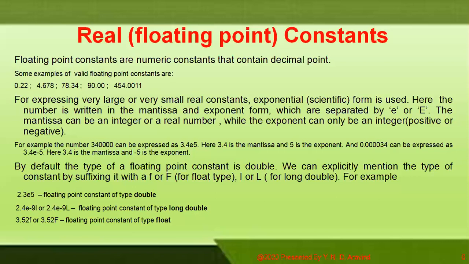So here the floating point constant is of type double. 2.4E-9l or 2.4E-9L, these are the floating point constants of type long double. Similarly, if they are of type float, we are going to represent them with F. So 3.52f or 3.52F, all these are real numbers.